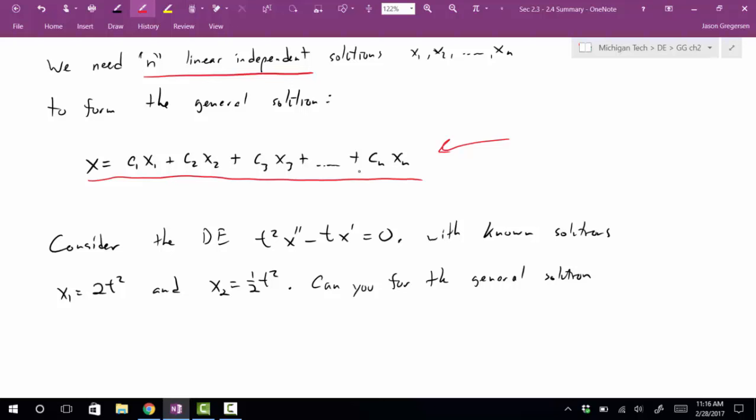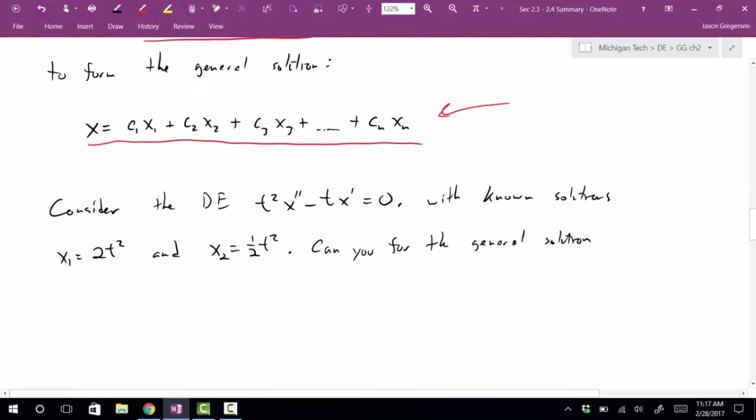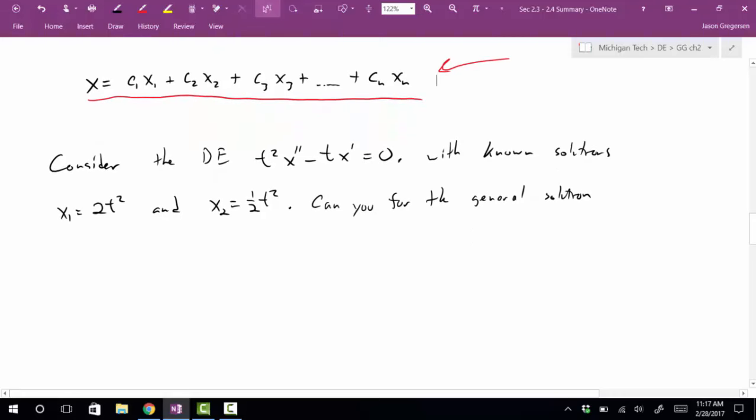Can I use those two solutions to form my general solution? I can't. Why not? Not linearly independent. Once again, we can see that because they're multiples, but in general, this is what we're going to do. We're going to let w, little w, equal the Wronskian. This is the Wronskian. And what is the Wronskian? It is the determinant of a special matrix. A matrix whose components are the solutions that we have, that we're checking, and also their derivatives.